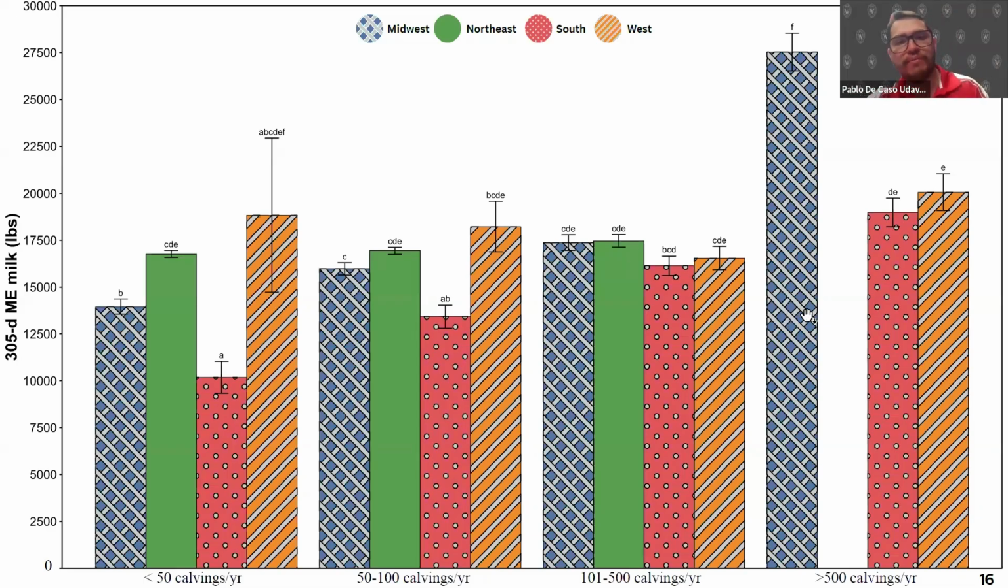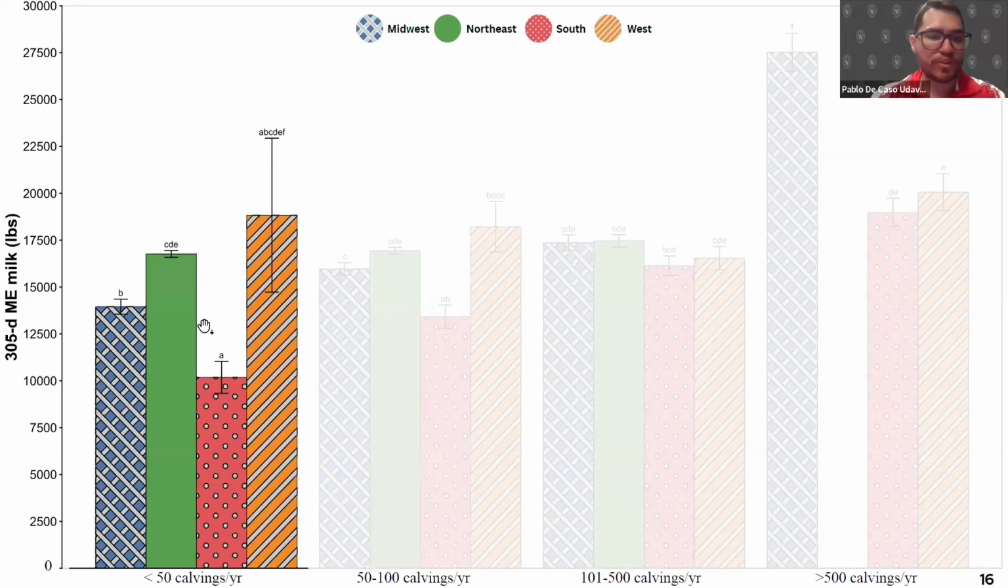So that's just a little bit to set the stage. And now we're going to be diving a little bit deeper into the differences between those different regions and the number of calvings they had per year, right? So first of all, in order to understand this category, I'm going to do a very clear comparison of what the differences are statistically speaking. When we look at the Midwest, which is the one that has the crisscross pattern, it has the letter B on top, and then if we go to the South, which is the one that has the dots, we see that it has the letter A.